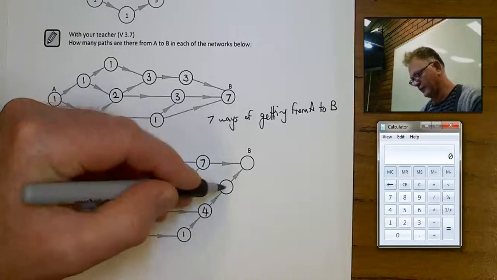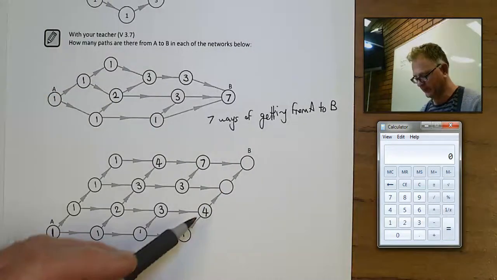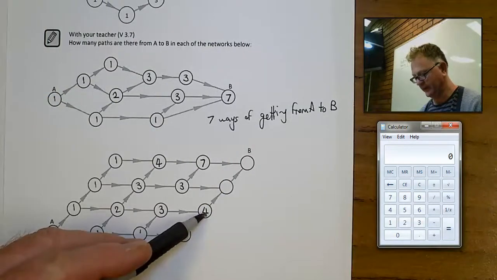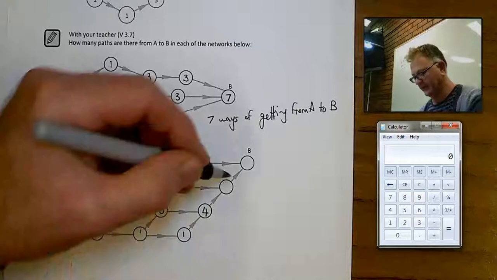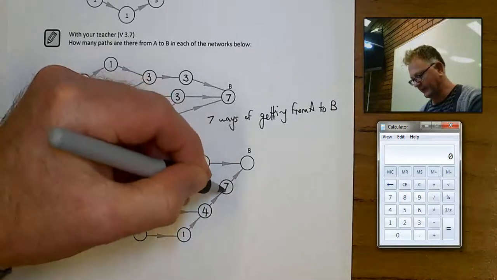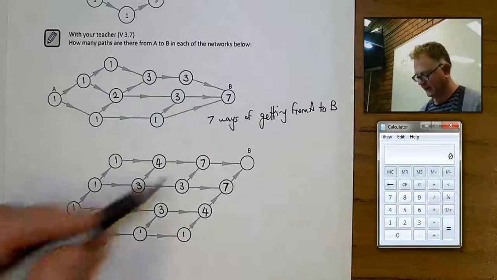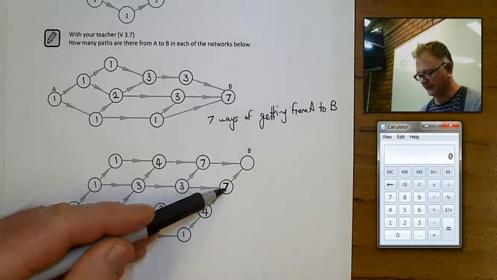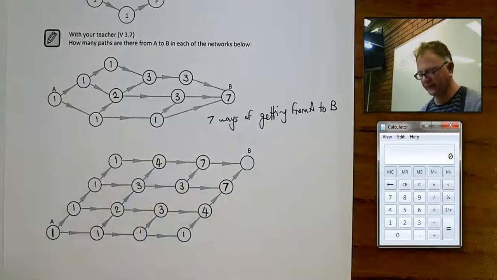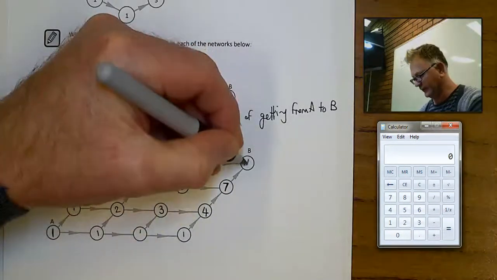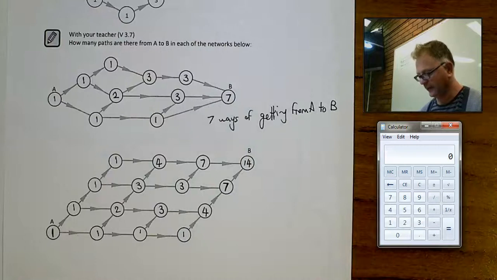What about this point here? Well, there are 4 ways of getting here and 3 ways of getting here, 7 ways of getting to here, and our last point B, there are 7 ways you can get to here and 7 ways you can get to here. That's 14 different paths you can use to get from A to B.